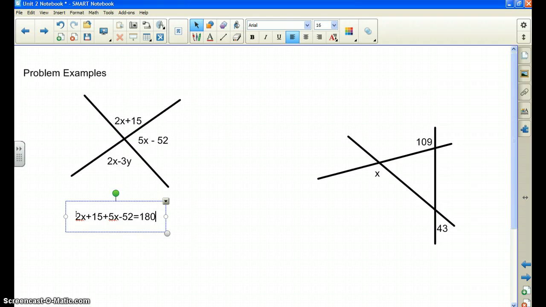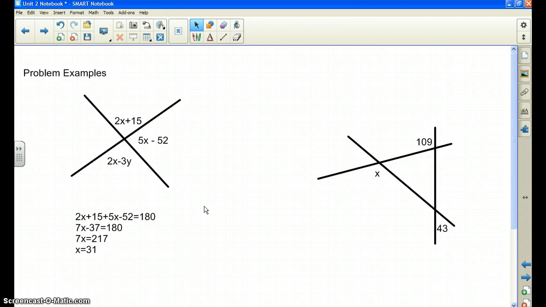Okay, so now I can go ahead and combine my like terms. So 2x and 5x is 7x, plus 15 minus 52. So that's going to be minus 37, and that equals 180. I want to finish solving for x, so I'm going to add 37 to both sides. So that just leaves me with 7x equals, and then 180 plus 37 is 217. Finally, I divide both sides by 7, so x is going to equal 31. Okay, so my x is 31.